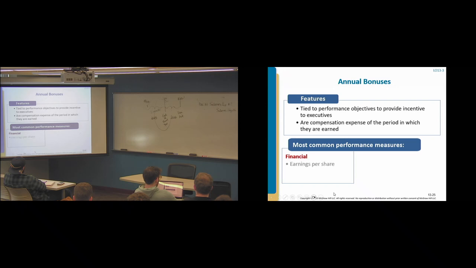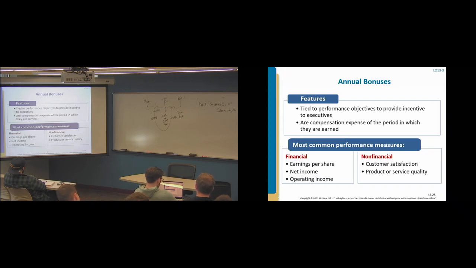Again, these are just examples. I don't know if any of you have any experience with getting a bonus based on performance. Sometimes it's based on the company's performance overall, and some of those different measurements can be earnings per share, net income, operating income, non-financial measures, customer satisfaction, product or service quality. Those are just some examples there.